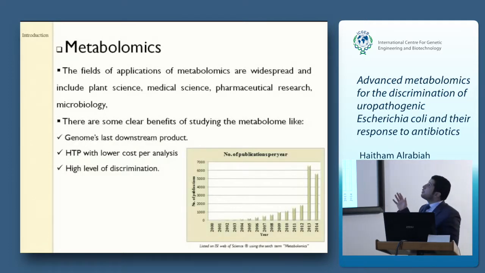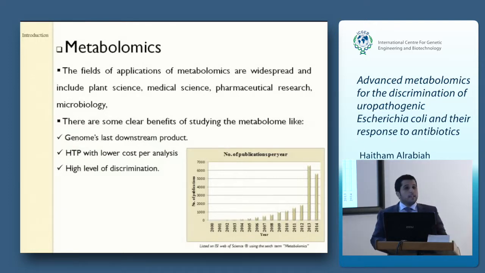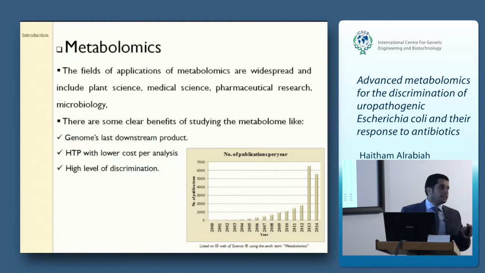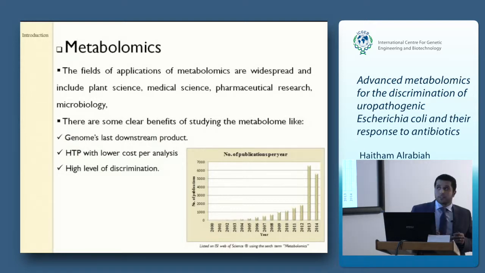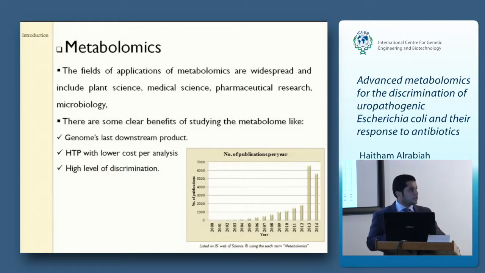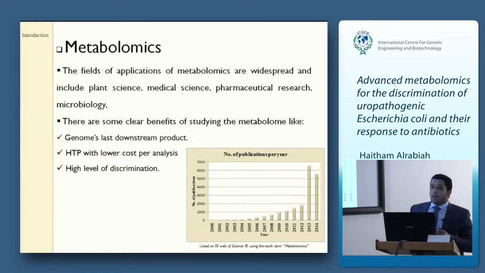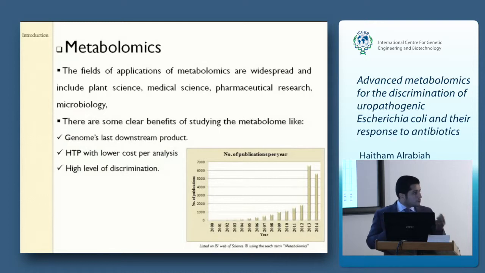The fields of application of metabolomics are widespread and include plant science, medical science, pharmaceutical research, and many other applications. This is mainly because metabolomics offers some distinct advantages, making this area complementary to other omics. It's the downstream product of the genome, so it's close to the function or phenotype of the cell. Another benefit is that it's high throughput with a relatively low cost per analysis.